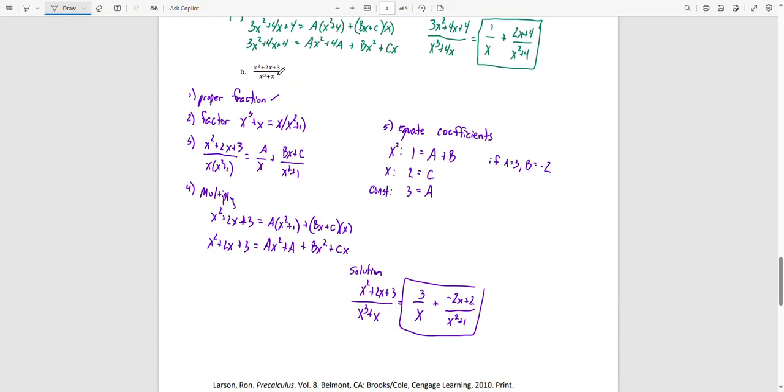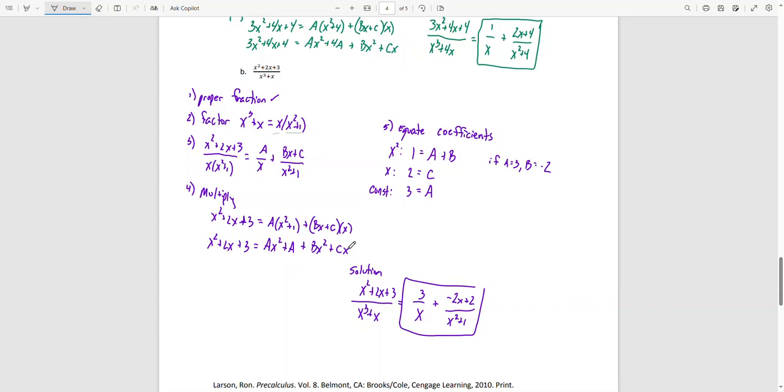Let's do it again. It's a proper fraction, so we're good to go. We'll factor that denominator. X cubed plus x, I could take an x out. That's x squared plus 1 remaining. Irreducible quadratic. So we'll have the form a over x, bx plus c over x squared plus 1. Multiply both sides of the equation by this least common denominator over here. A will end up multiplying by x squared plus 1. Bx plus c will be multiplied by x.